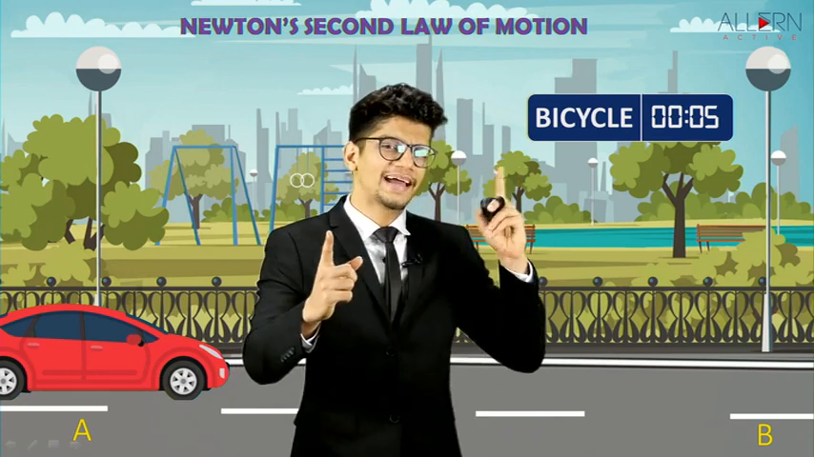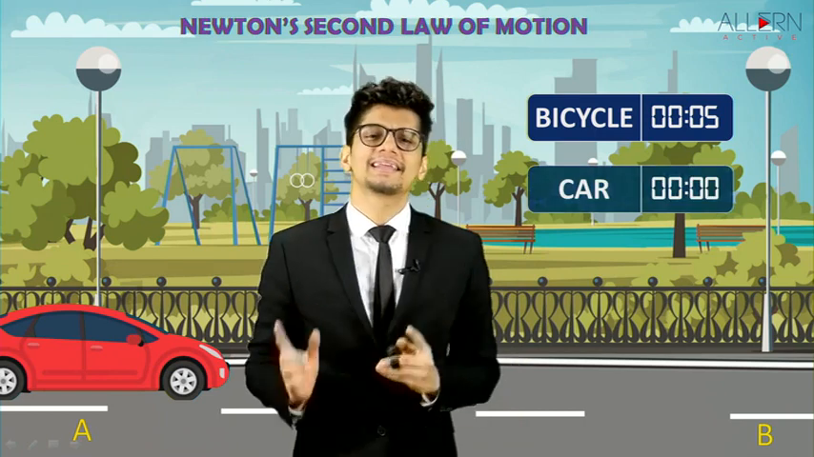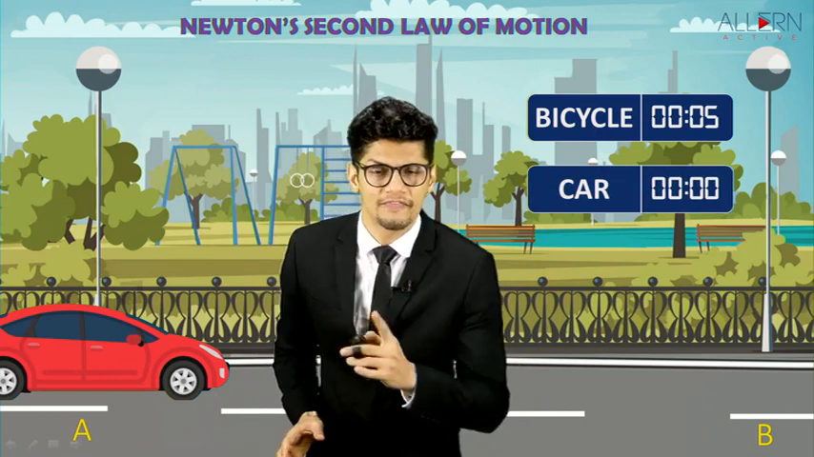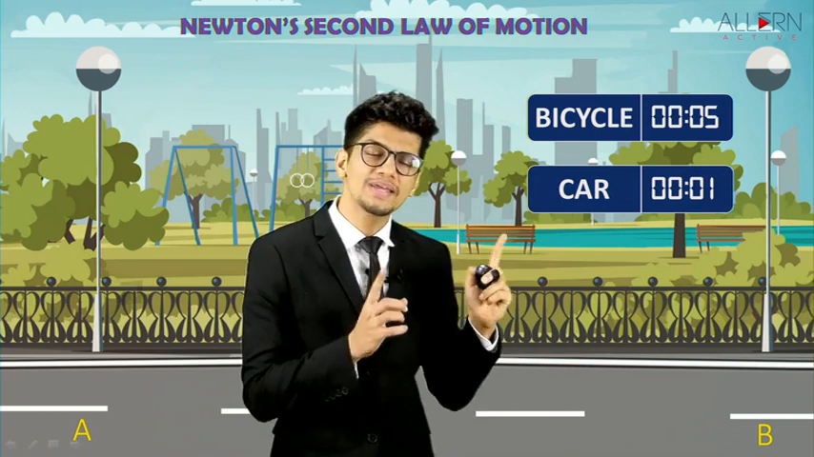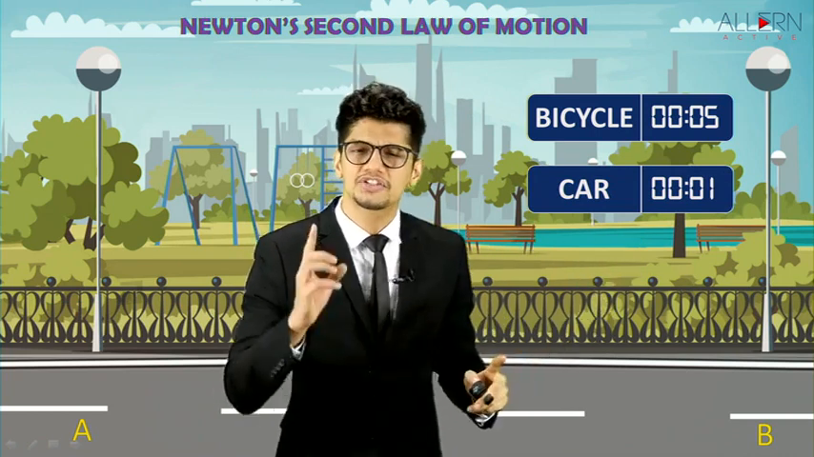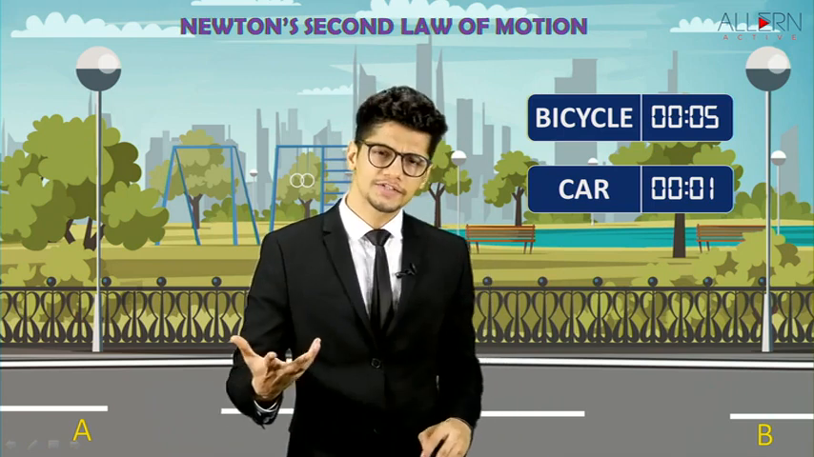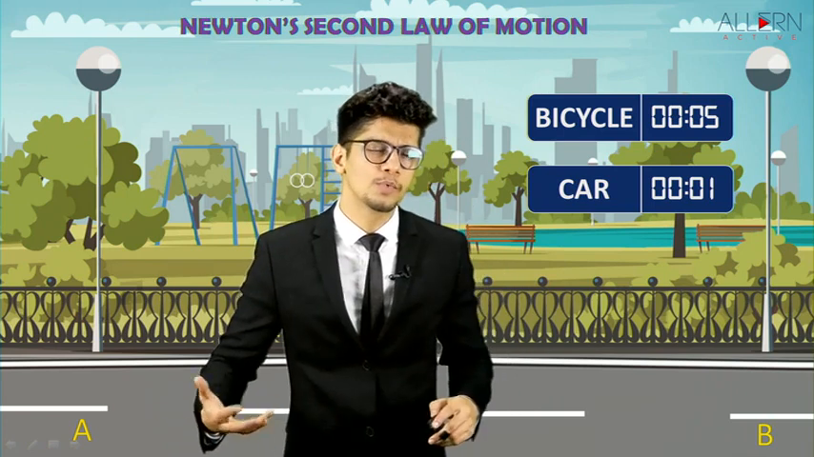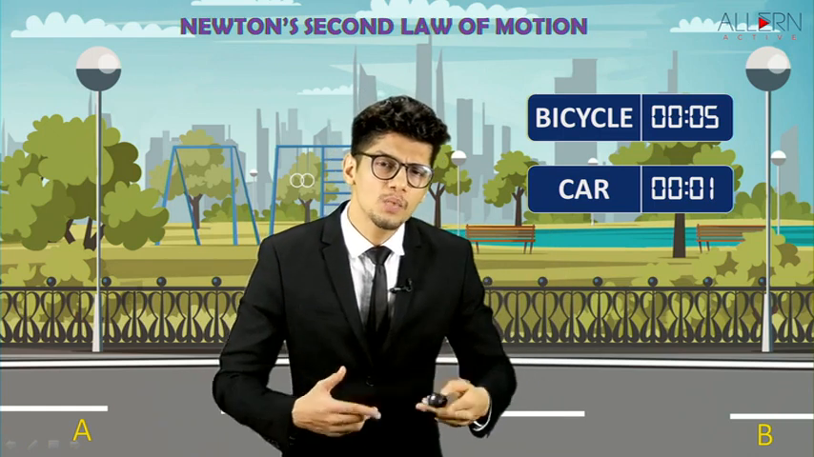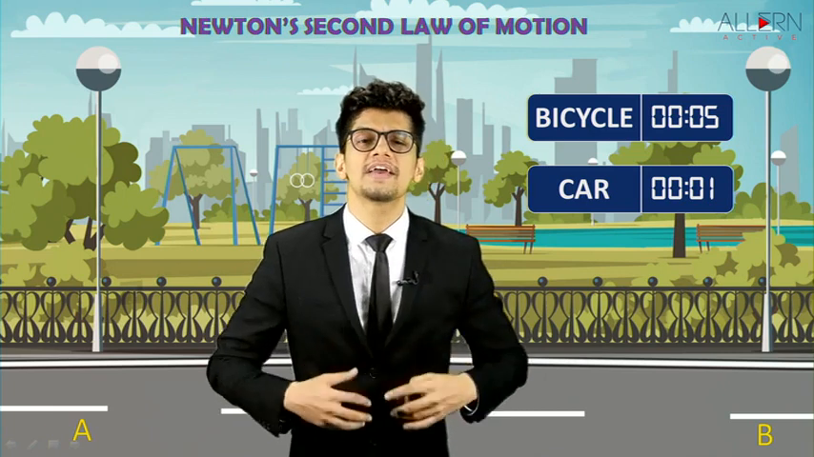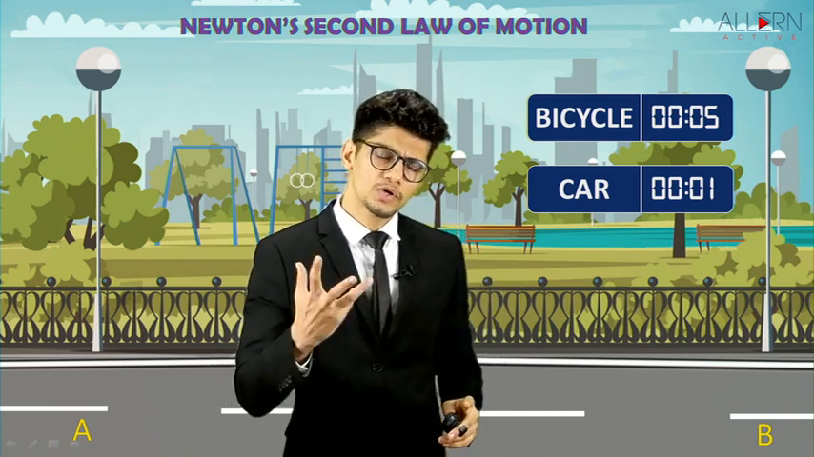So what about the time taken? Would the time taken be more or less? And obviously the time taken for the car to travel from point A to point B would be less. You can see on the clock that the time taken is just 1 second. That means when the force is more, remember, when the force is more, time taken is less. That means the change in velocity is very, very fast, right? That means the rate of change of velocity is fast.